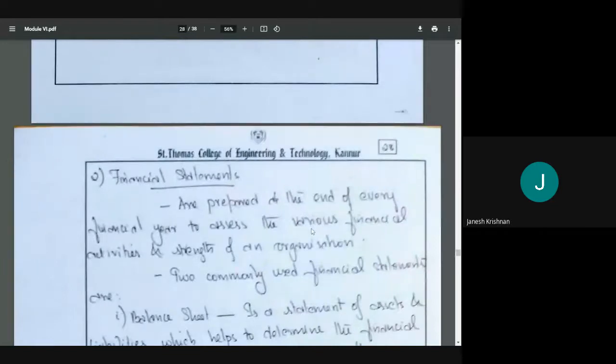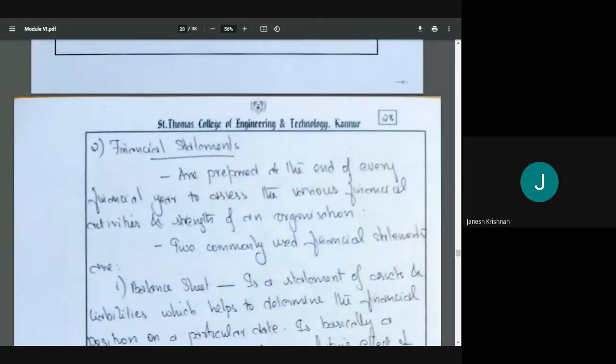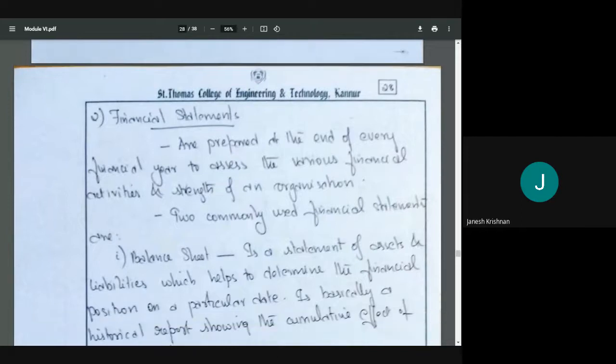The second one is financial statements. The financial statements are prepared at the end of every financial year. So don't get confused. Budgets are prepared before the work, and financial statements are prepared at the end of every financial year. And why do we do that? To assess the various financial activities and strength of an organization. So how good am I? What is my situation? Am I going in profit or am I going in loss? That is the strength of an organization.